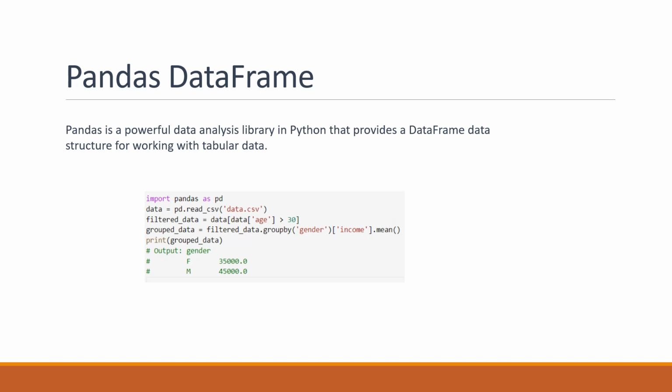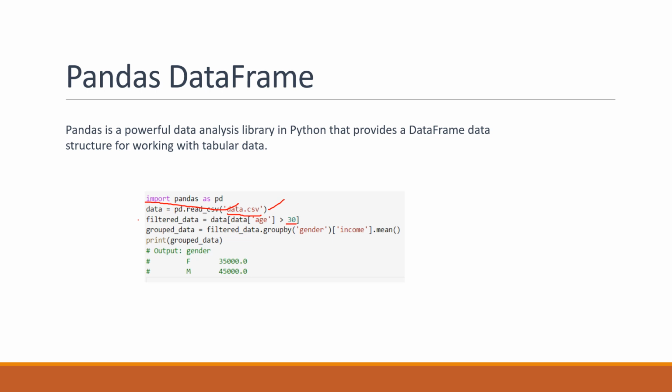So in this example, we can see that we first started by importing the Pandas library. After that, we read the data.csv file that has a table. In the third line, we filter the table by extracting the rows of the data that have age greater than 30.